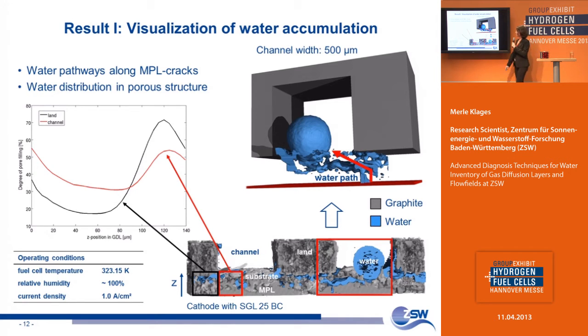You can also see the water accumulation under the channel and under the rib over the different layers of the GDL. This helps to get an idea of the water transport through the MPL. It means if you, for example, have a highly hydrophobic MPL in contrast to a hydrophilic substrate, how does that influence the water transport?